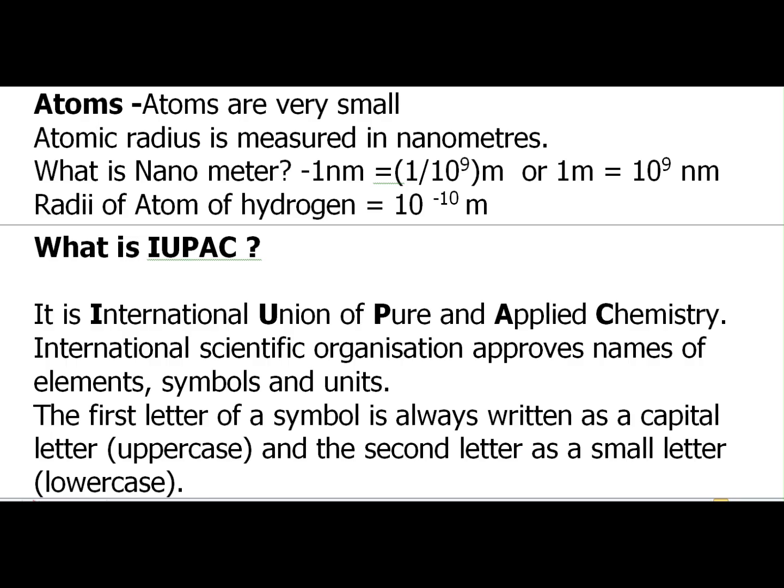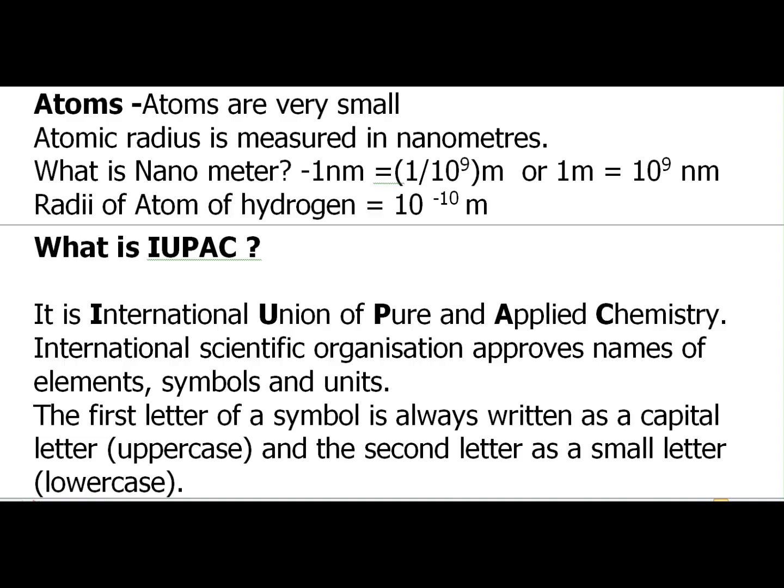So the radius of the atom, for example hydrogen, is equal to 10 to the power minus 10 meter. That means how small it is. Very, very small. You cannot imagine how small a hydrogen atom is. So this is one aspect you should understand.